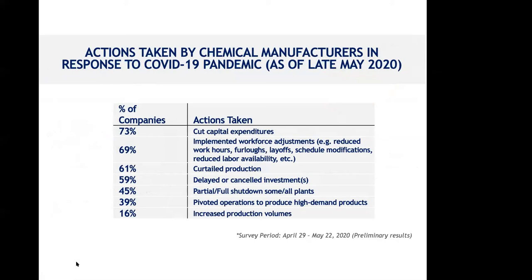And so, what were some of the responses that they took? The actions, we've seen this across the board. They've curtailed capital spending, they delayed projects, and so on and so forth. They cut capital expenditures, we believe, by about 18% compared to the year before. Most companies have curtailed work hours. There have been some furloughs and some layoffs. They've curtailed production, delayed or canceled investments, mostly delaying or extending the schedules. Some partial and full shutdowns, and they pivoted operations.